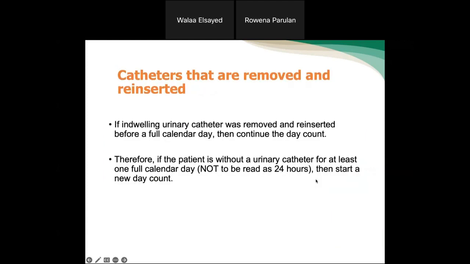Now, regarding catheters that are removed and reinserted, this rule remains the same for all of the devices: if the device was removed and reinserted before a full calendar day, you should not be discontinuing the device. It should be the same device. You should be continuing the patient days without any interruption. If the patient is without a urinary catheter for at least one calendar day, then you have to start counting the device day from one.